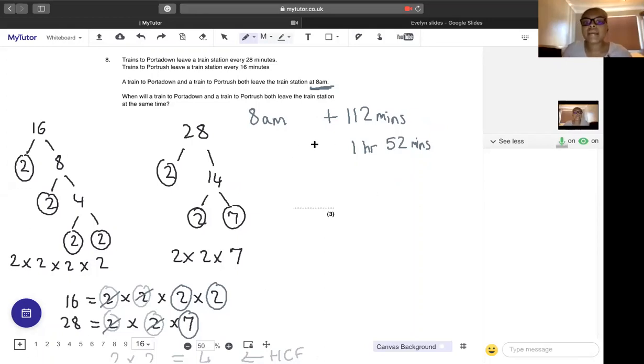So if we add an hour and 52 minutes onto 8 o'clock in the morning, we would be left with 9:52 a.m. That would be the time that both of them would leave the station, an hour and 52 minutes after 8 a.m. And this is probably one of the hardest questions that you would get in relation to highest common factor and lowest common multiples.